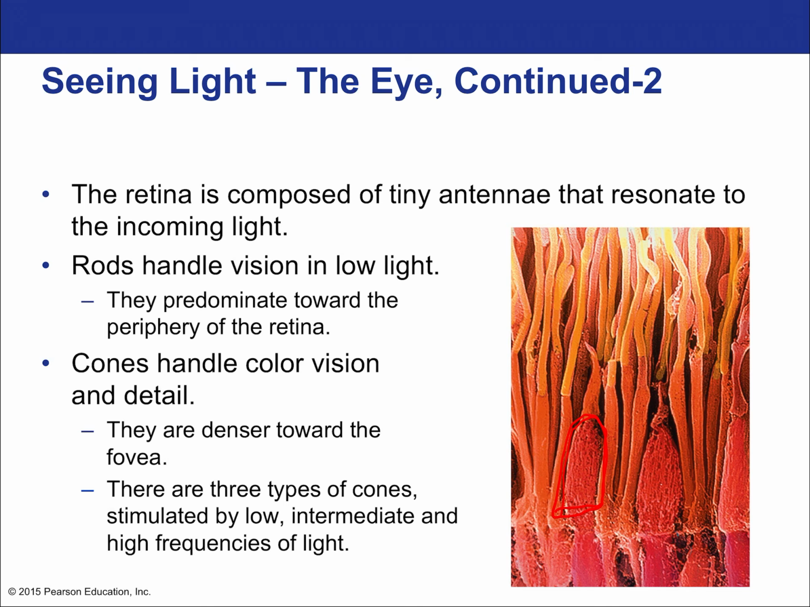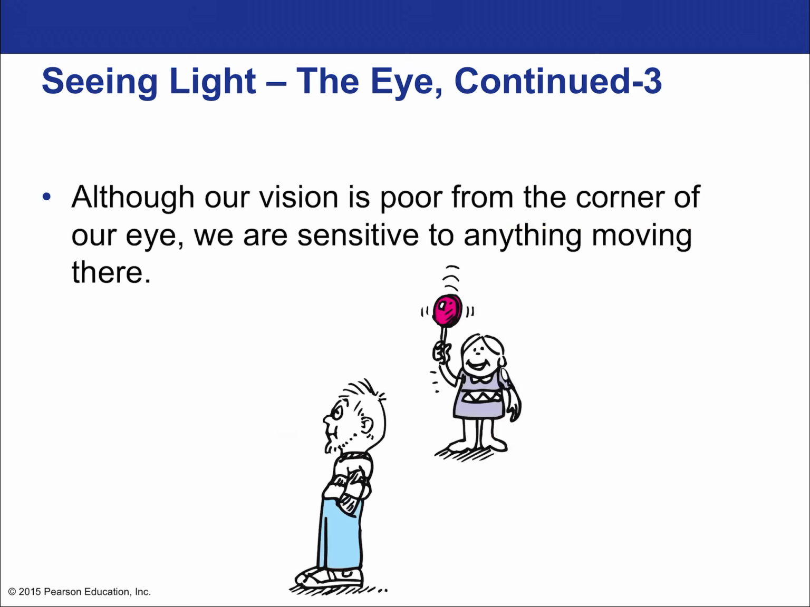And the cones are specialized into 3 groups that can pick up particular regions of the visible light spectrum that are grouped into the red, yellow, and blue. And so although our vision is poor from the corner of our eye, we are sensitive to things that move because those rods can pick up those small changes in the light signal in our peripheral vision.